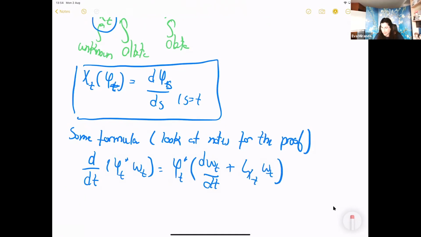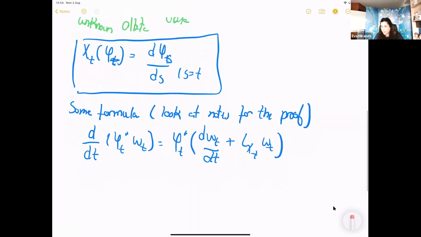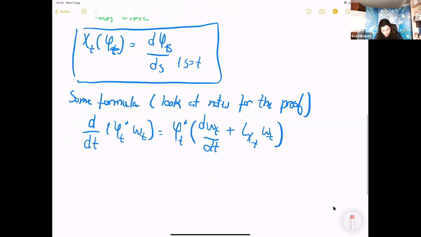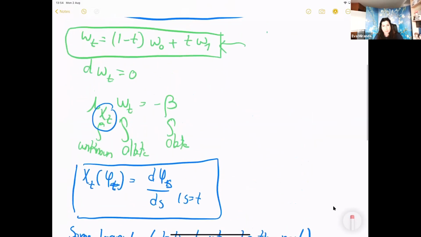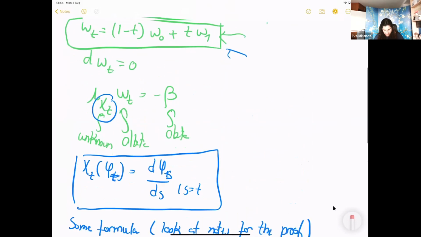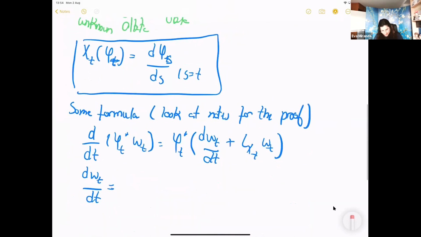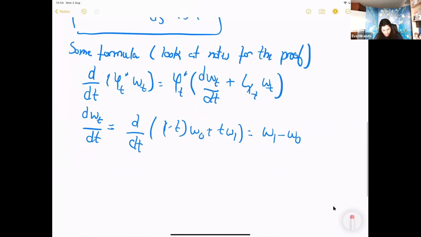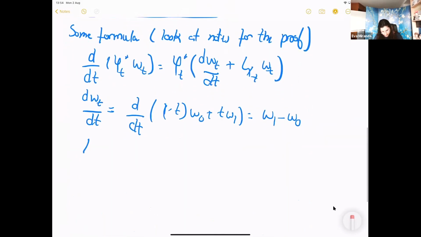What happens is the following: I can compute the differential of omega t with respect to t. I have my omega t here, which is the linear path. So I just take the derivative of omega t, and what I get is just the derivative of the path I was considering, which is omega 1 minus omega 0. And now I look at the second part, the Lie derivative of omega t along x t.